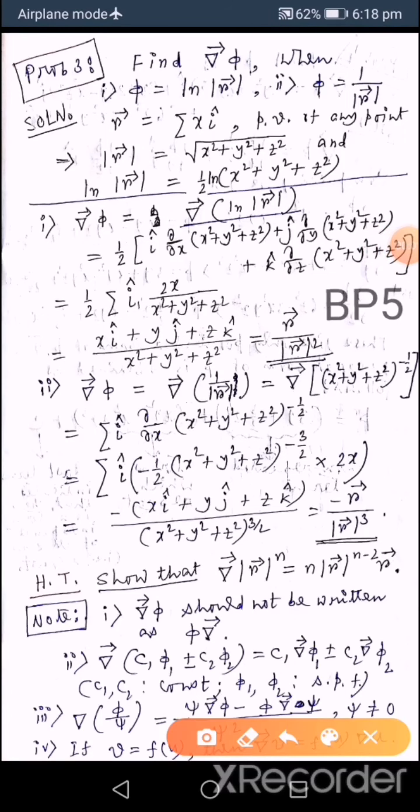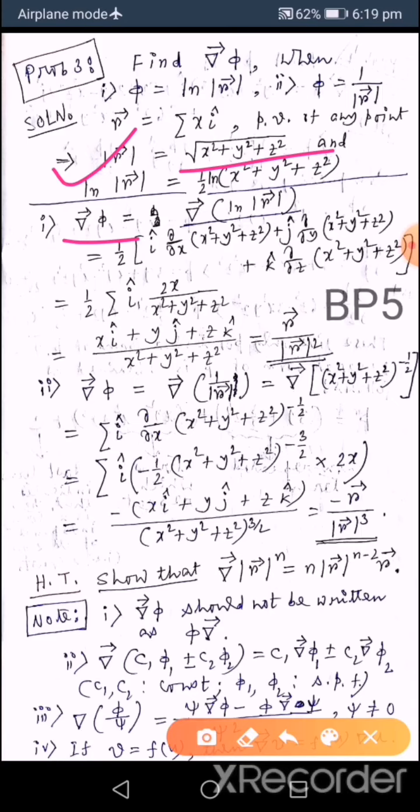Problem number 3. Find del phi when phi is equal to log mod r. First, r equal to xi plus yj plus zk, in terms of summation xi, which is the position vector of a point. Therefore, mod r is equal to square root of x square plus y square plus z square, and thereby log mod r equals half log of x square plus y square plus z square.